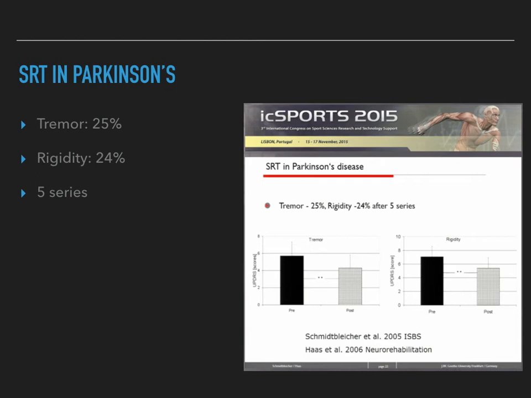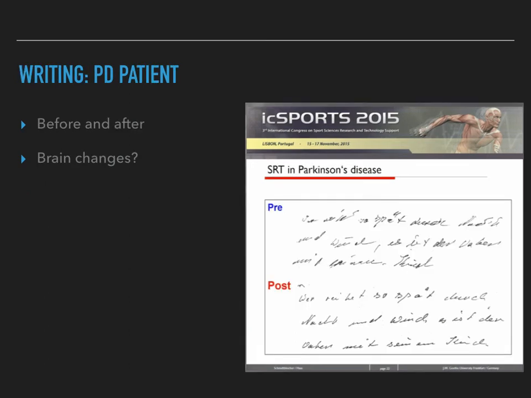Here's a small look at what it can do in patients with Parkinson's disease. As we can see, their tremor improved by 25% and their rigidity improved by 24% after only 5 series on the SRT. Continuing on with that Parkinson's disease population, this was one particular client that they worked with. And there's much more research that's been done on this with Parkinson's patients outside of what I'm presenting here or what he included in the presentation.